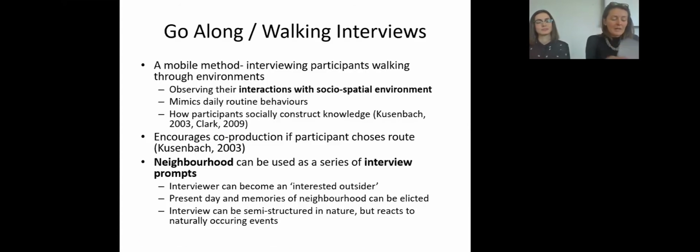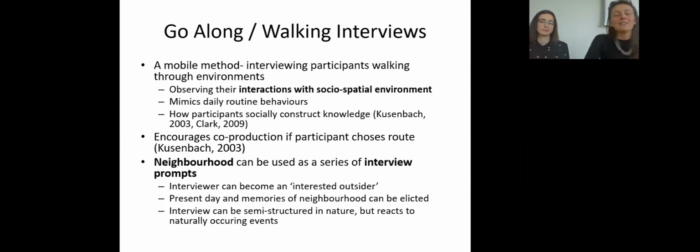So I'm going to speak briefly about go along or walking interviews in the next 3 slides, and then I'm going to hand over to Jo, who's going to talk through some examples of go along from her PhD, and then she'll speak about mapping, which is an excellent creative method. Okay, so the go along or the walking interview, what are they? How do we do them?